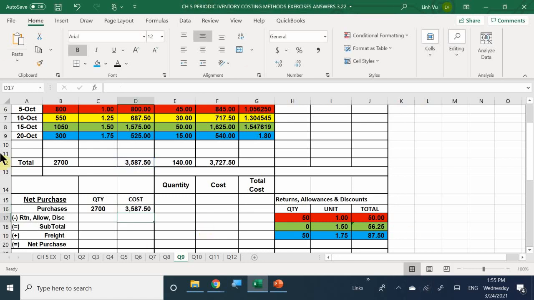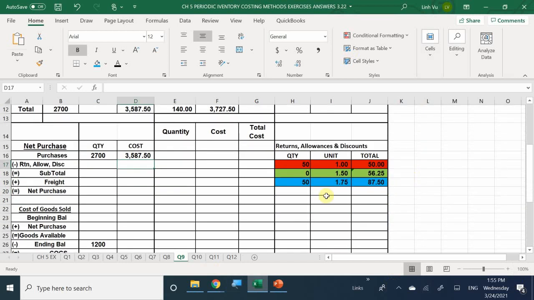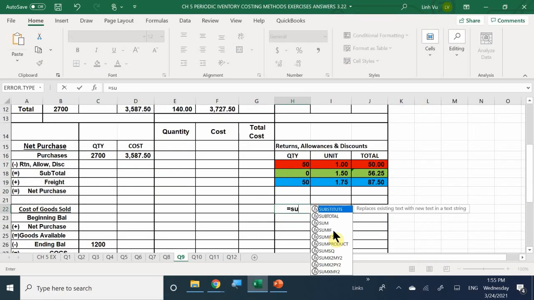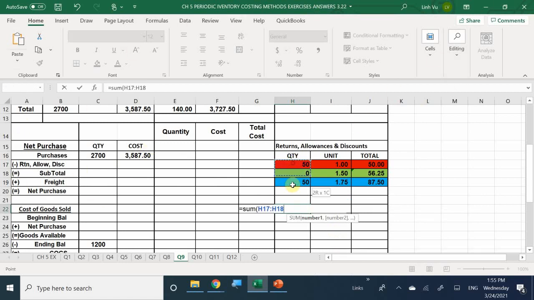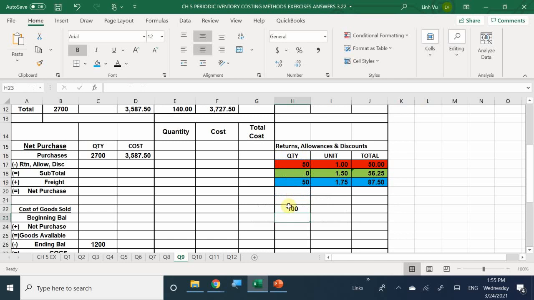3587.50. Okay, now I forgot to do this. What is my total returns and allowances? So I'm just going to equal sum right here so I can see it. How many items did I return? 100. You returned a total of 100. At what total was my refund for?